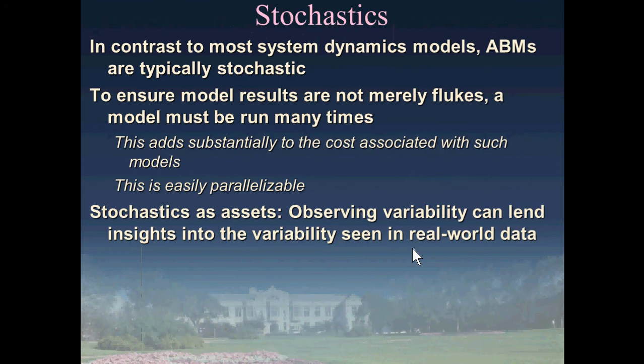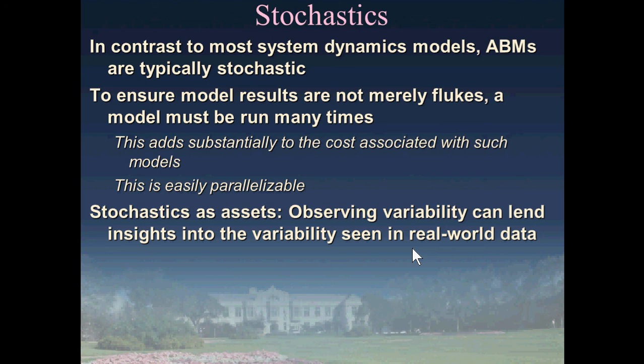In contrast to stock and flow models, agent-based models are typically stochastic in nature. So we had that in a previous model we looked at. We had that expanding periphery where it was kind of ragged at the edge. And this reflects the fact there's uncertainty associated with these models. And to ensure that we really understand the model results and that what we've seen is not merely a fluke of one particular run of the model, we typically have to run the model many times.